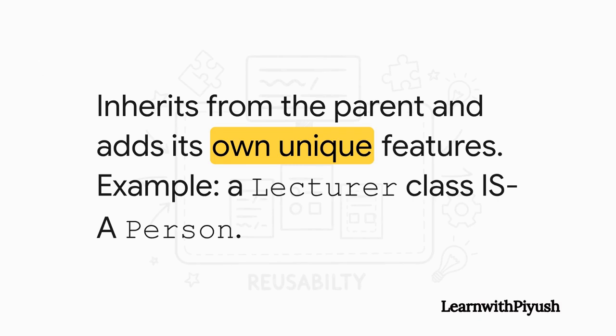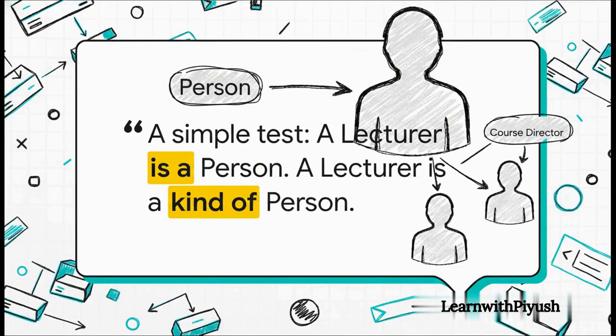Now here's a super simple mental shortcut to know when inheritance is the right tool for the job. It's called the is-a test. If you can say one class is a or is a kind of another class, then you've probably found a great spot for inheritance. A lecturer is a person. A course director is a kind of person. See how that works? It's a simple test that tells us we're on the right track.